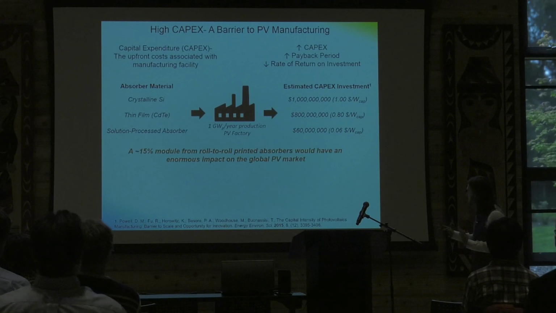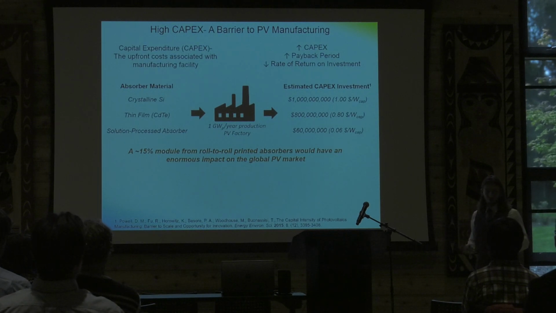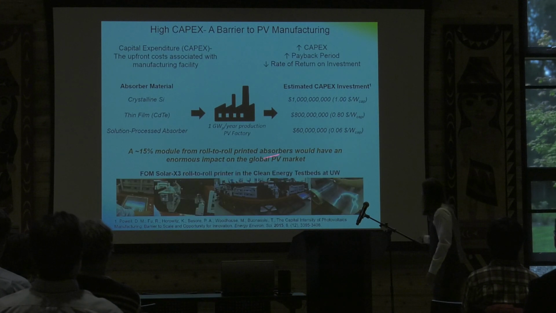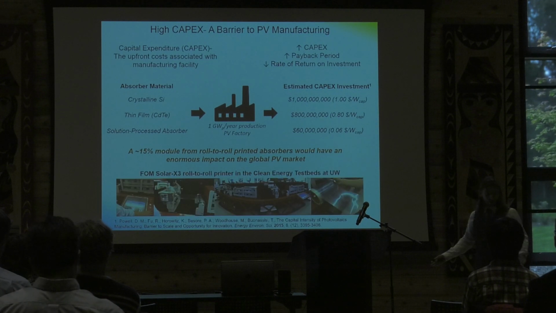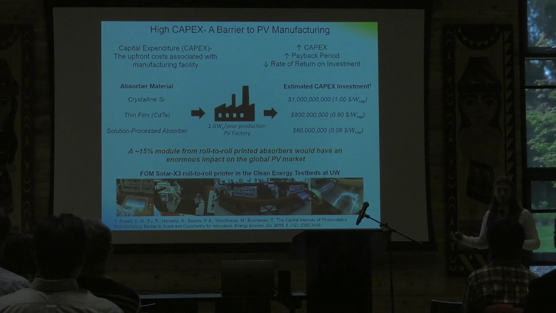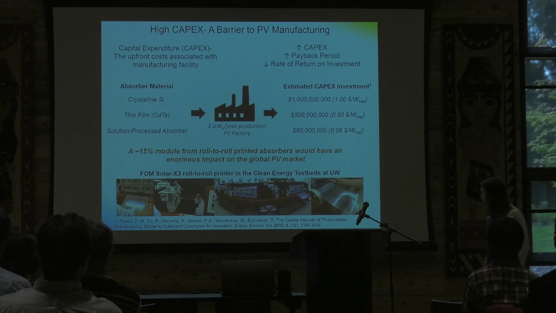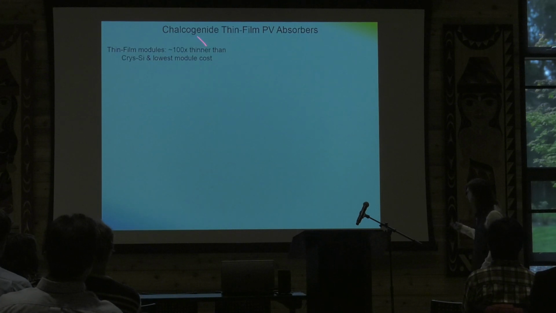If we could somehow get a 15% module that's roll-to-roll printed, it would have an enormous impact in the global PV market. Everyone would be able to jump in and invest in solar manufacturing, and that's what we're working on here at UW at the Clean Energy Institute. We have this roll-to-roll printer where we can work out the physics and chemical processes required to make these high-efficiency solar PV devices at scale. What we focus on in the Hillhouse group is thin film chalcogenide absorbers, particularly solution process.